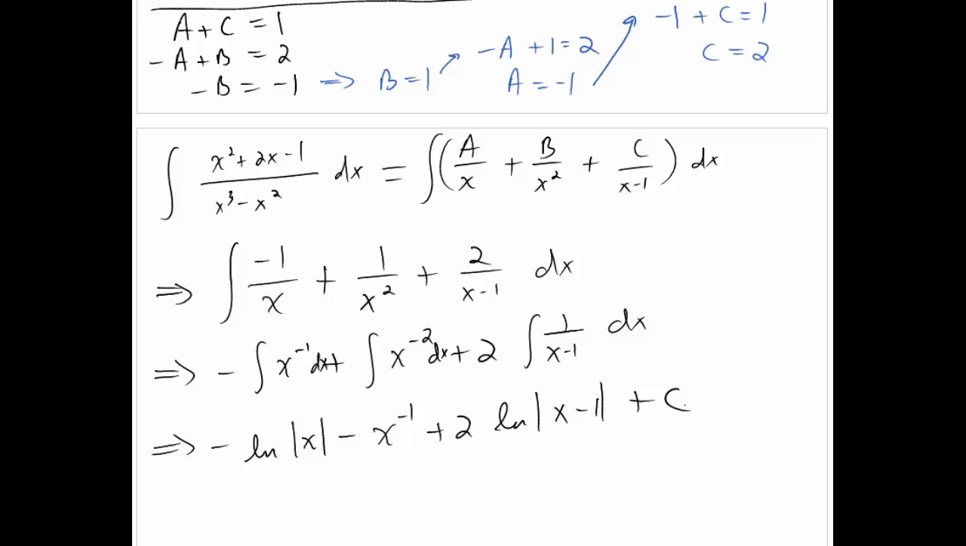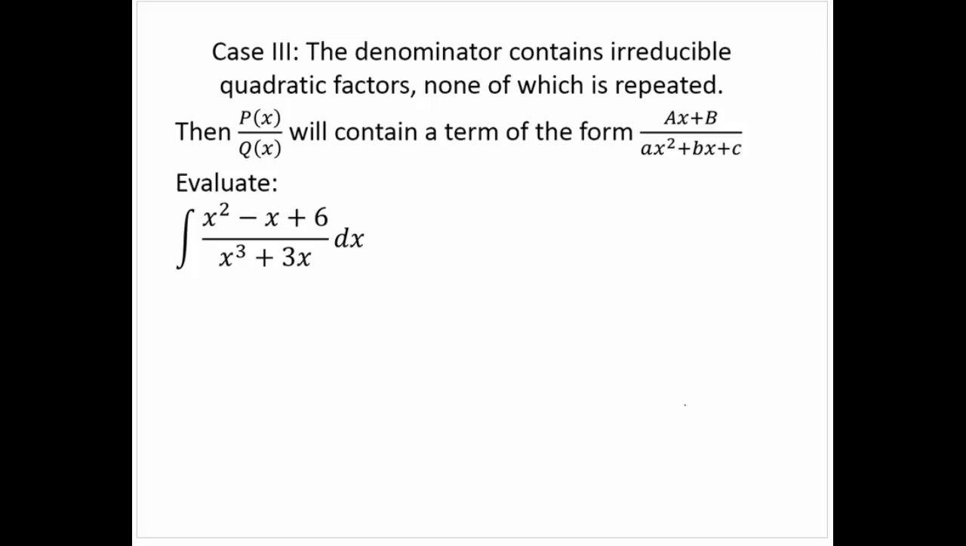So notice usually the calculus part is fairly simple. It's the algebra that's the difficult part with these exercises. Third case, the denominator contains an irreducible quadratic factor, or possibly quadratic factors. And so when that happens, when we do the partial fraction decomposition, we'll have a term of the form ax plus b over little ax squared plus little bx plus c.